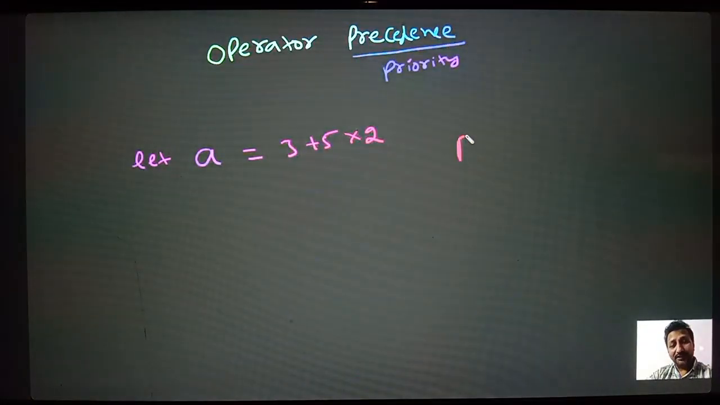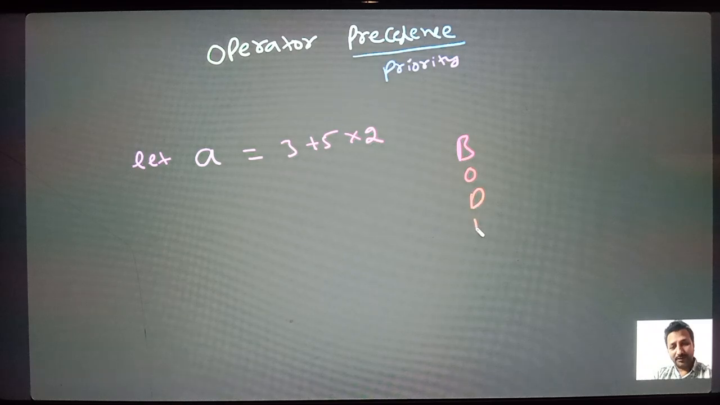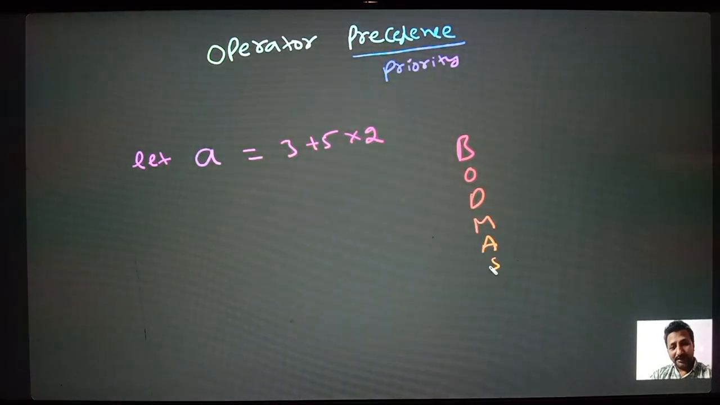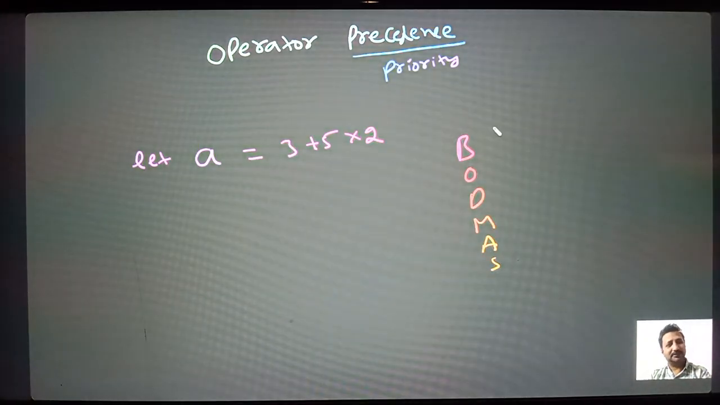Anything within brackets. There is a formula called BODMAS. Anything within brackets will be executed first, then division, then multiplication, then addition, then subtraction. This is the flow formula. First priority.